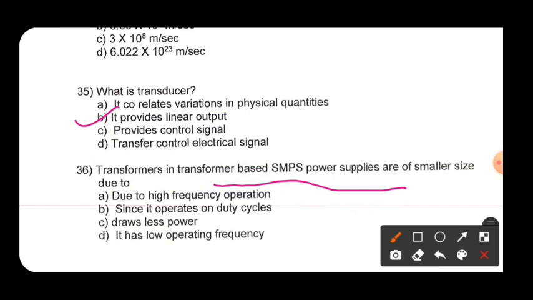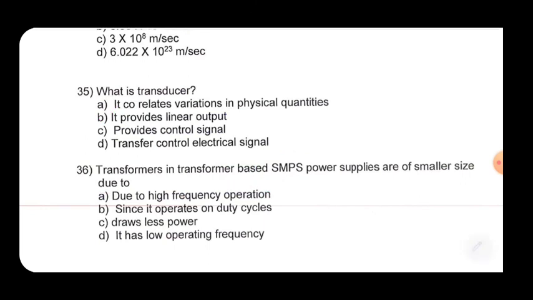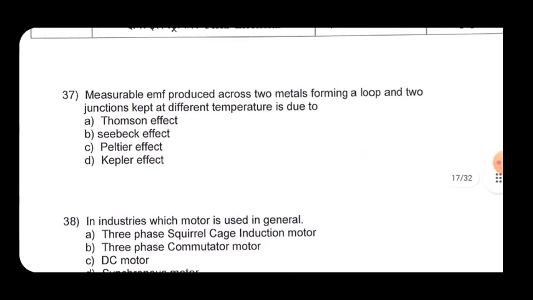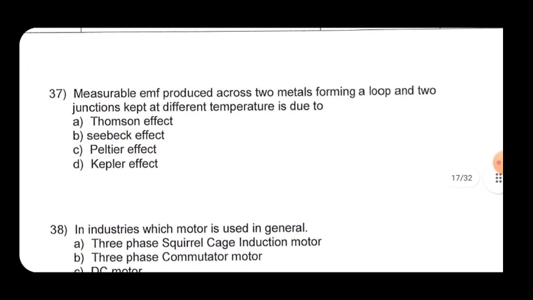Next is transformer. In transformer based SMPS, power supplies are of smaller size. All of you know that the SMPS work is to convert from DC to variable voltage DC. The mostly required thing is high frequency switching. In high frequency the transformer size will definitely be very small. So the answer will be due to high frequency operation.